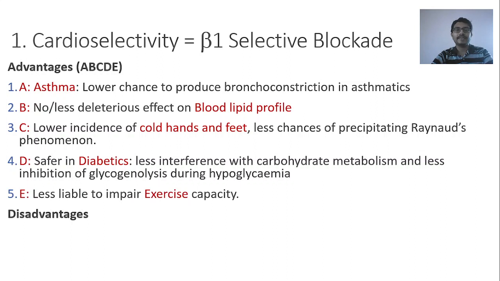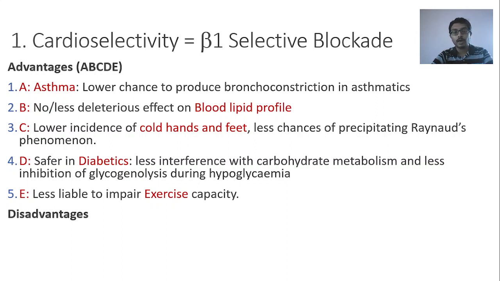E is for exercise capacity. The beta 2 receptors, which are located on the blood vessels supplying the skeletal muscles, if non-specific beta blockers are used, are blocked and these vessels undergo vasoconstriction. This leads to decreased blood supply to the skeletal muscles. This will impair the exercise capacity. This is seen when we are using non-selective beta blockers.